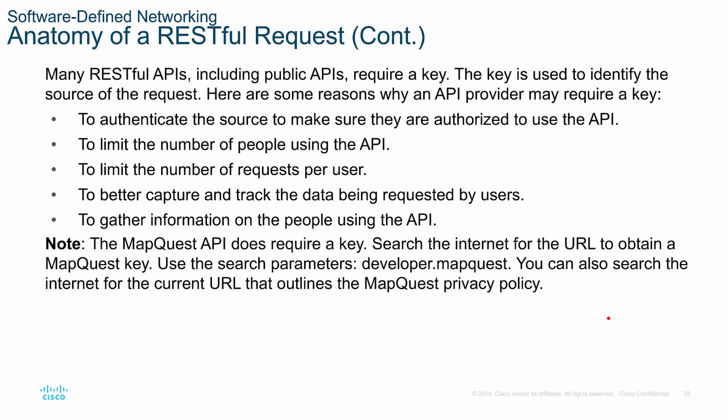Many RESTful APIs, again public APIs, require keys. The keys will be used to identify the source of the request. Some of the reasons for API providers requiring a key is to authenticate, to limit the number of people using the API, limit the number of requests per user or per location, to better capture and track data being requested, to gather information on people using the API. For example, we may have an API calling into an inventory system. The API key might denote which organization is being tied to that development site.